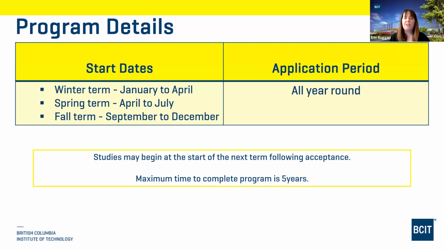As for the application period, there's no application deadline or start. It's all year round. So whenever you choose to apply, you would start in the semester following that, should there be space. As we said, you can complete this program in 1 year, but if you do choose to take it a little bit slower, the maximum time you're allowed to complete this program is 5 years. So do keep that in mind.